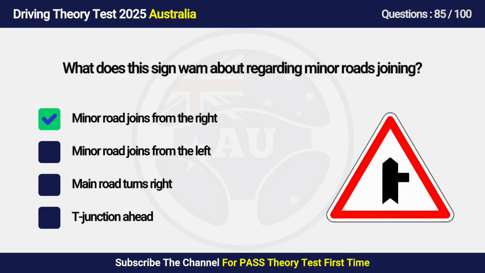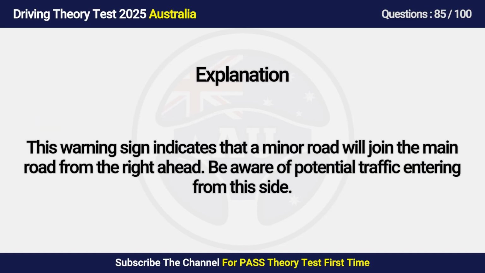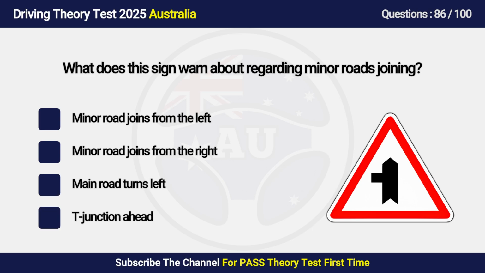Answer is A. Minor road joins from the right. This warning sign indicates that a minor road will join the main road from the right ahead. Be aware of potential traffic entering from this side. Question 86. What does this sign warn about regarding minor roads joining?